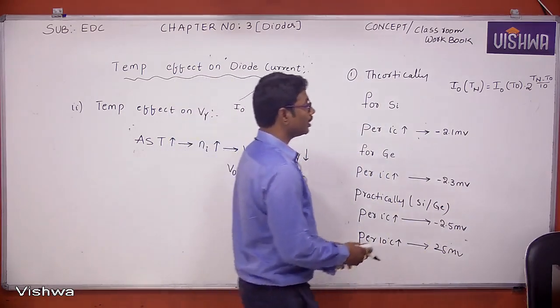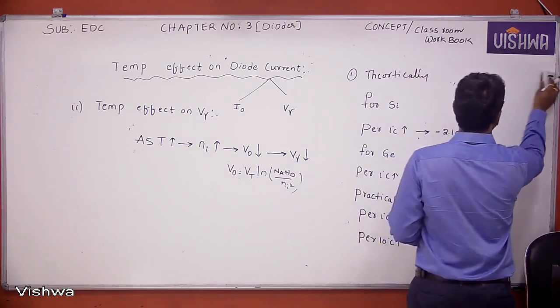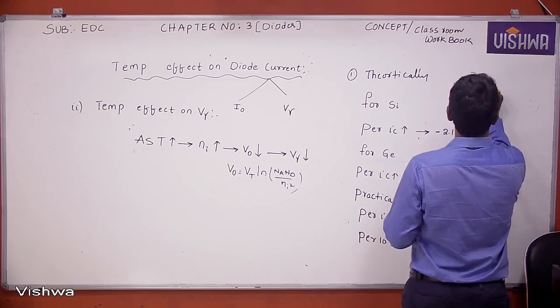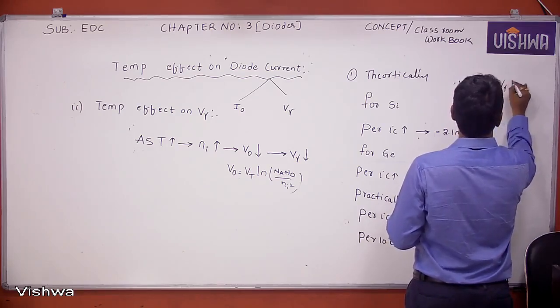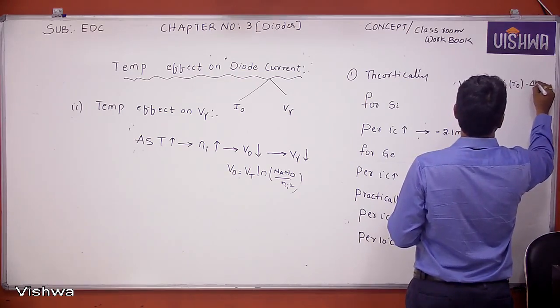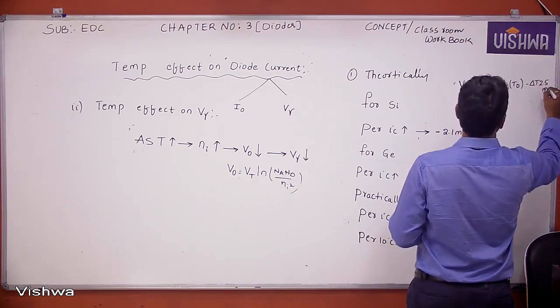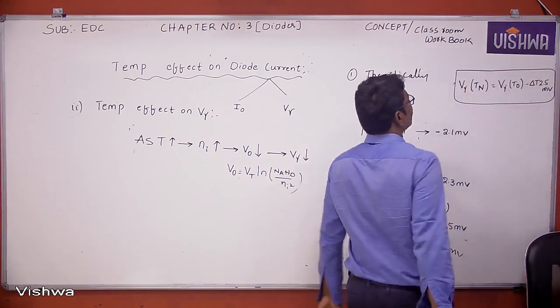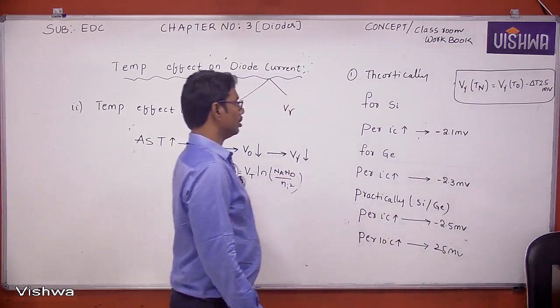I will also define cut-in voltage at any temperature. What is cut-in voltage at any temperature? That is V gamma of Tn is equal to V gamma of T naught minus delta T into 2.5 millivolts. This equation gives cut-in voltage at any temperature.